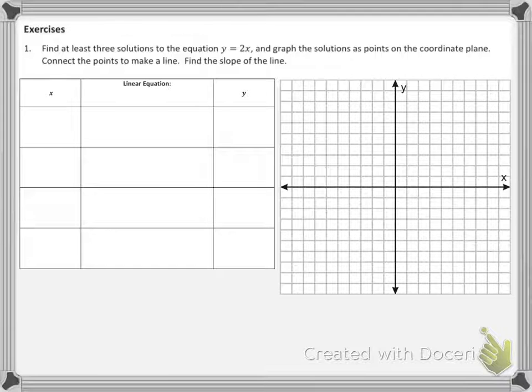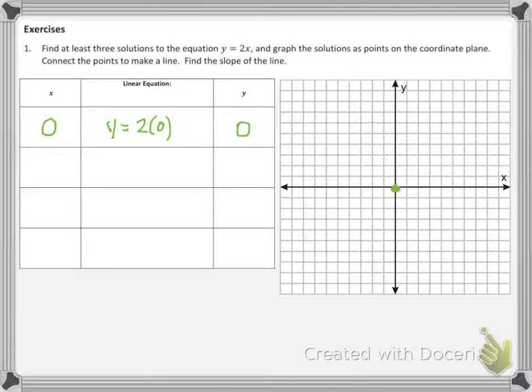All right, so I'm just going to choose some values for x. I'm going to choose 0 first. That makes this y equals 2 times 0, and that's 0. So when x is 0, y is 0. And I'm just going to plot that on my coordinate plane, 0, 0, the origin.